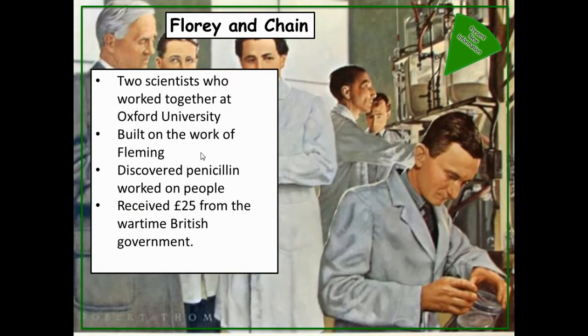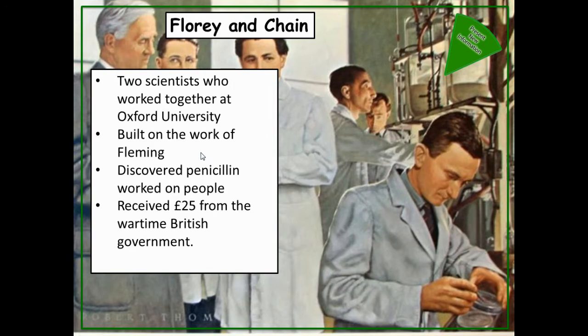The two men, and again, this is a nice example of teamwork, the two men that used Alexander Fleming's work and applied it to humans were Florey and Chain. So they were two scientists who worked together at Oxford University. They built on the work of Alexander Fleming and discovered penicillin worked on people. They actually tested it on a policeman called Alexander Armstrong, who'd had a cut on his lip from a rose. They managed to stop the infection from spreading briefly. They didn't have enough penicillin, so eventually he died.